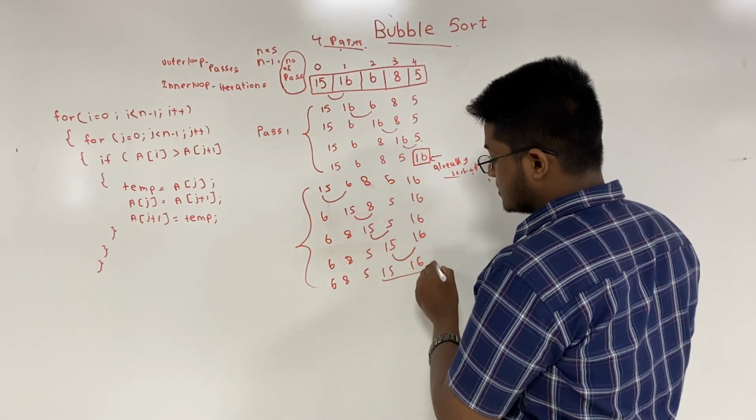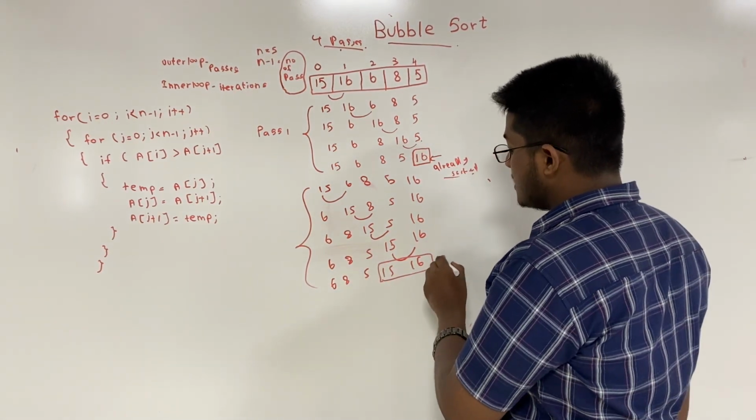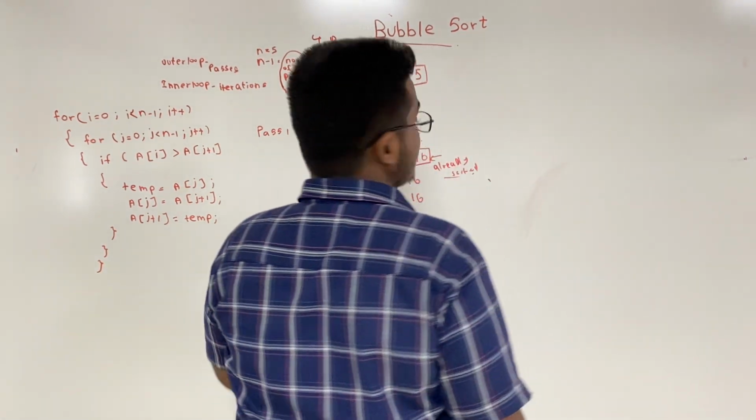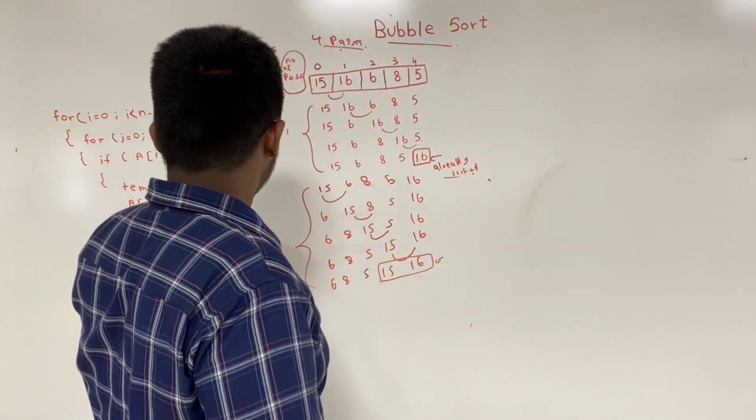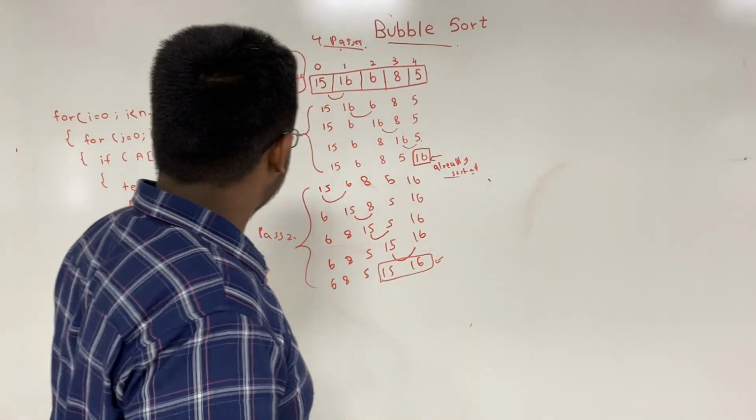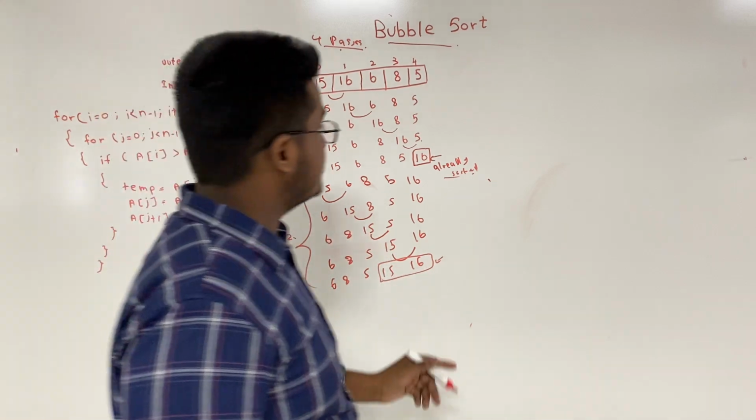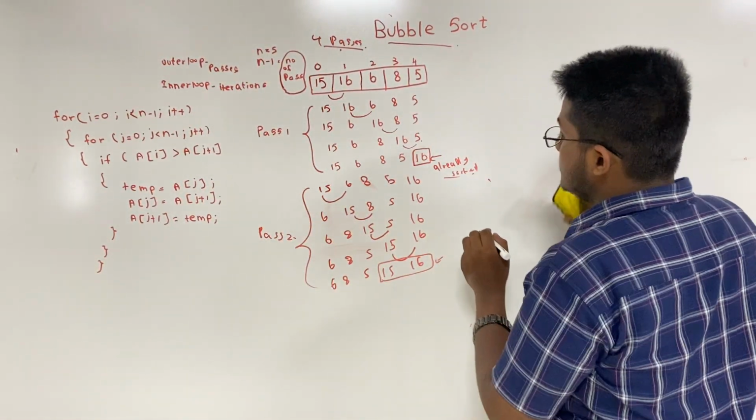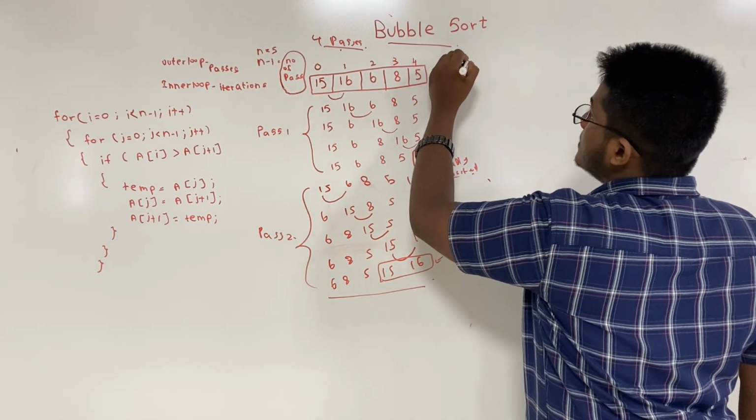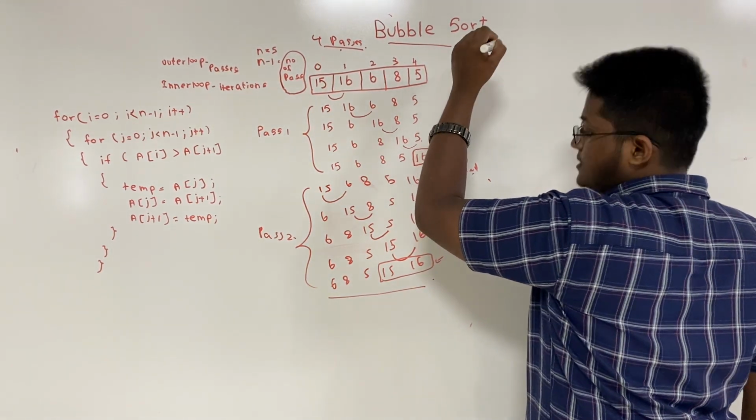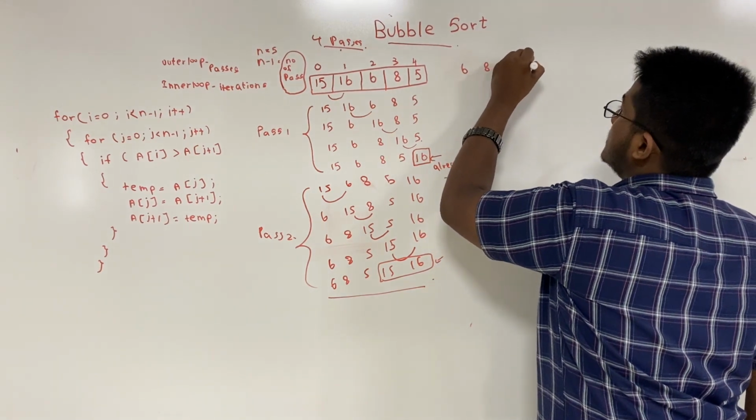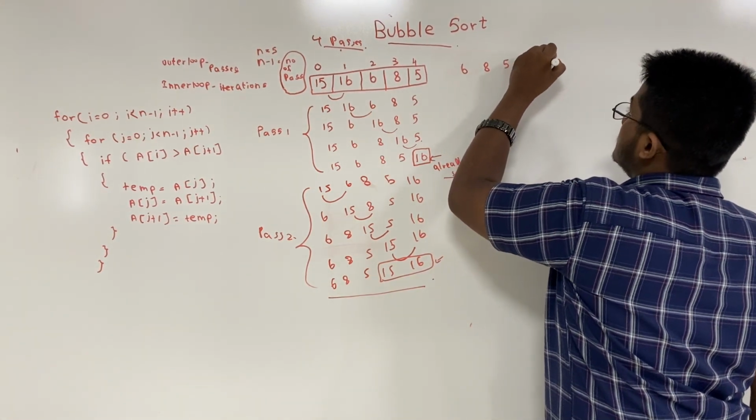Now these two elements are already sorted. Now we will move on with the third pass. This is pass 2. Now we move on with the third pass, and we write the same: 6, 8, 5, 15, 16.